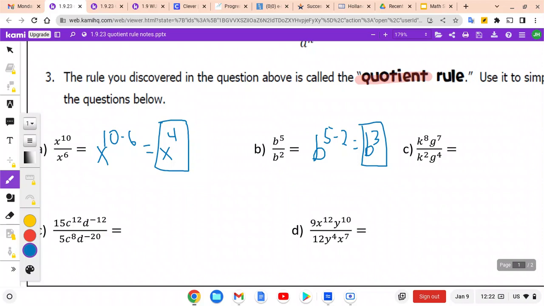All right, here is the first example where we have two variables. We have k and we have g. Looking at k, 8 minus 2 is 6. Looking at g, 7 minus 4 is 3. Remembering we always go from top to the bottom.